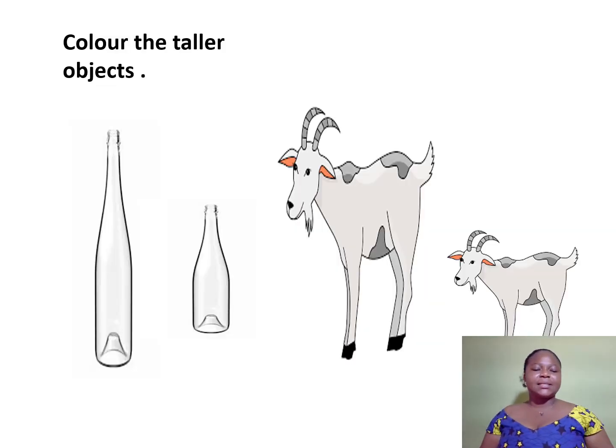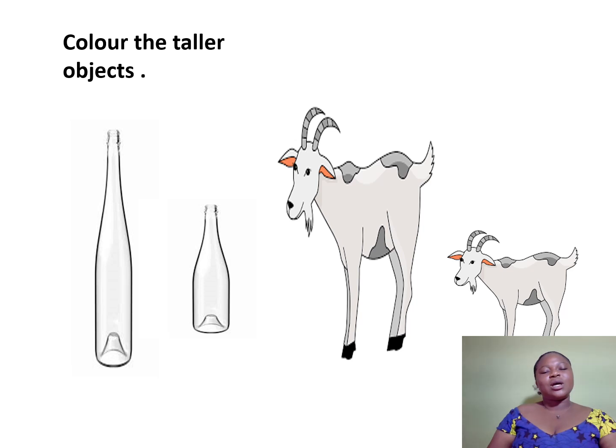Alright, and this is our next slide. We have some objects here. We have a bottle and a goat. We have two bottles here. So we are going to color the objects, like which is taller, okay? Here we are going to color the taller object. So which one do you think will be the taller one? We are going to color the taller object. Which one do you think is going to be the taller object?